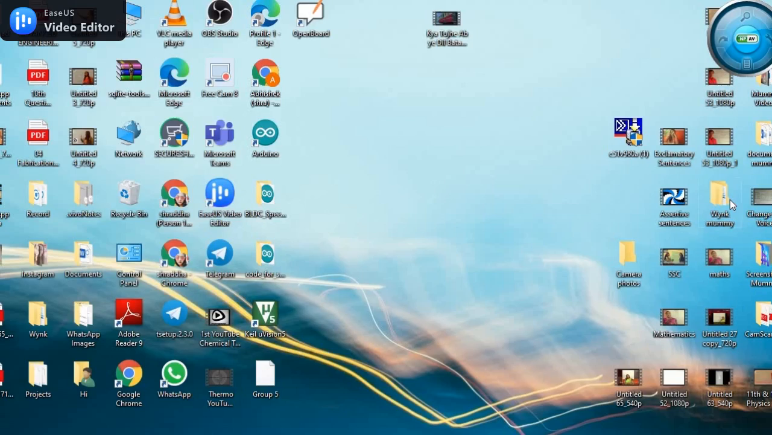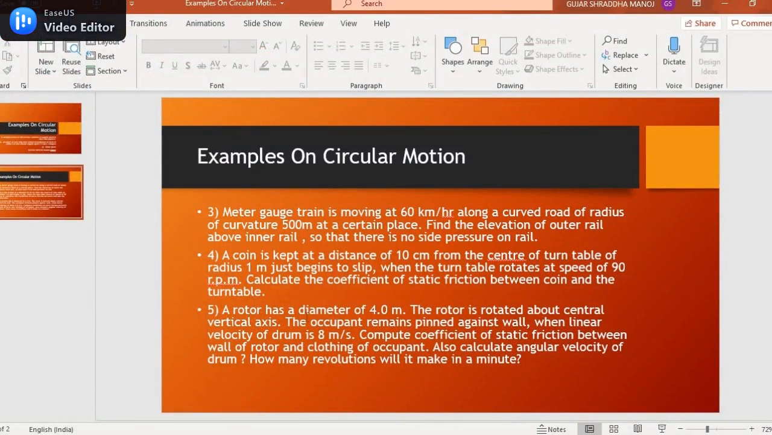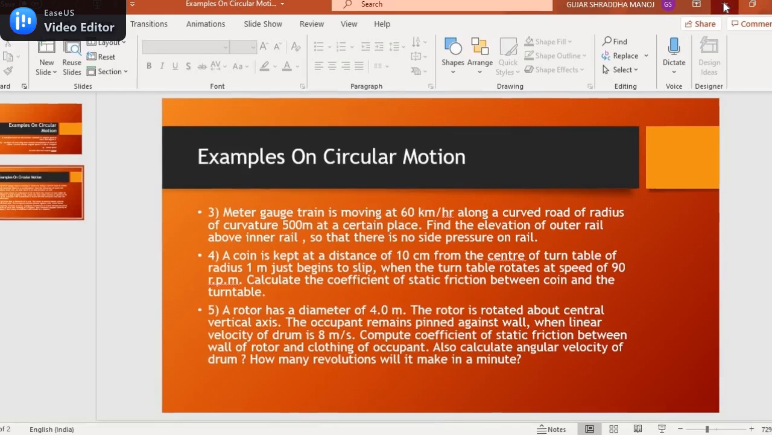Let us look at the fifth example. Fifth example is a rotor has a diameter of 4 meter. The rotor is rotated about central vertical axis and the occupant remains pinned against the wall when the linear velocity of drum is 8 meter per second. Compute coefficient of static friction between wall of rotor and clothing of occupant. Also calculate angular velocity of drum. How many revolutions will it make in a minute? So revolutions per minute is asked to us in the last part. So we'll solve that.